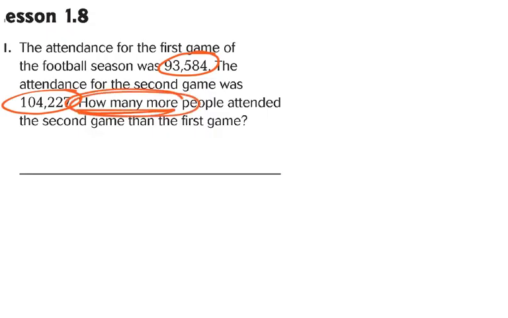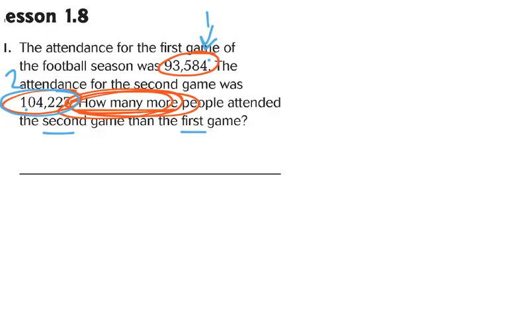Now, we're not really supposed to look at keywords so much, but this is a great keyword for us to look at. Usually when they say how many more, they want us to subtract. So how many more people attended the second game than the first game? So here is my second game. Here is my first game. That's the 1. That's the 2. So we want to know how many more people attended this game here than this game here. So we need to subtract.